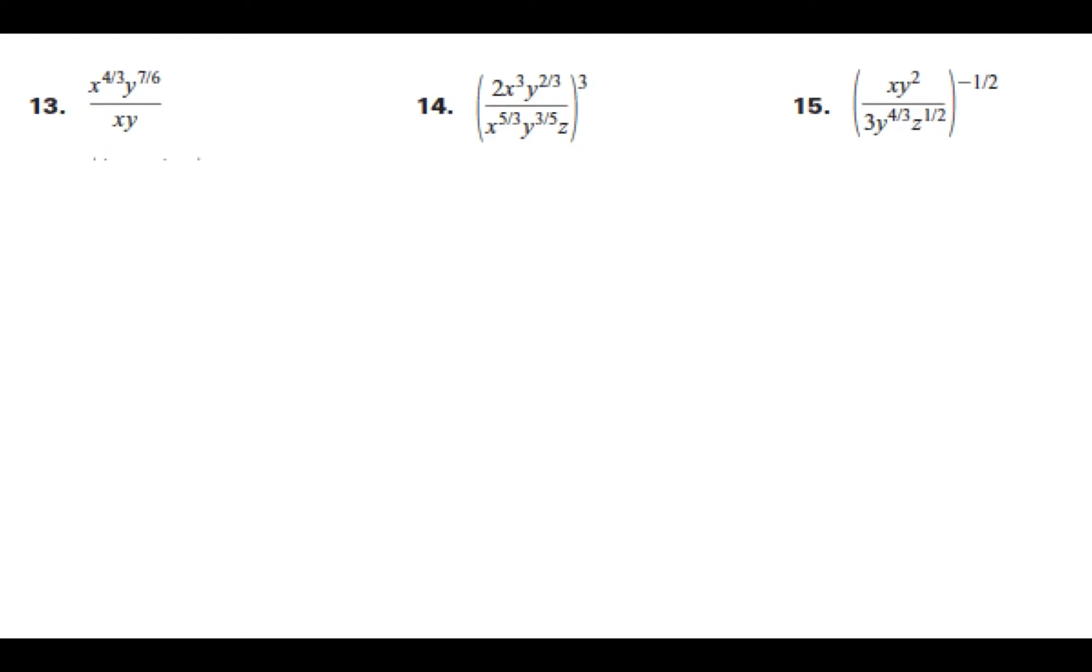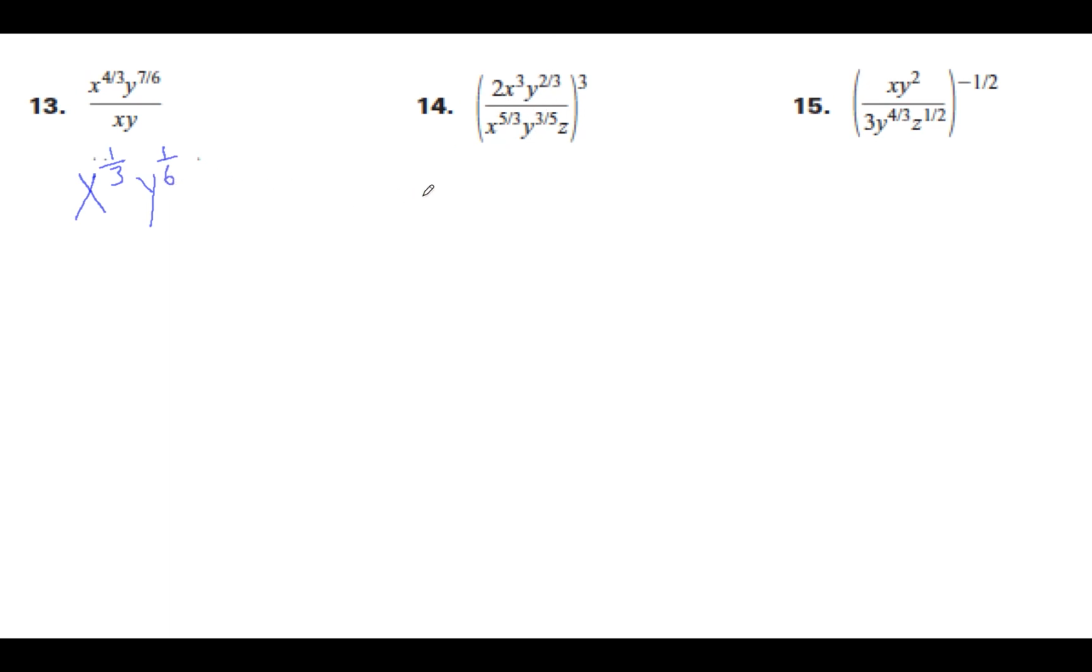Okay, welcome back. Problem 13. For division, we're just going to subtract the exponents. So you get 4/3 minus 1. 4/3 minus 3/3 is 1/3. You get 7/6 minus 1. 7/6 minus 6/6 is y to the 1/6.